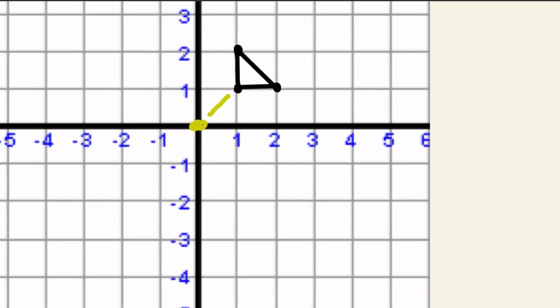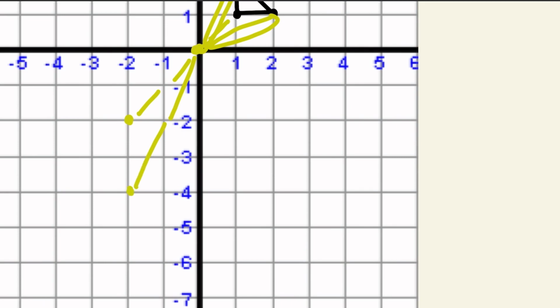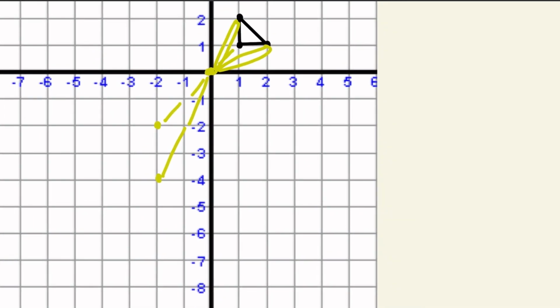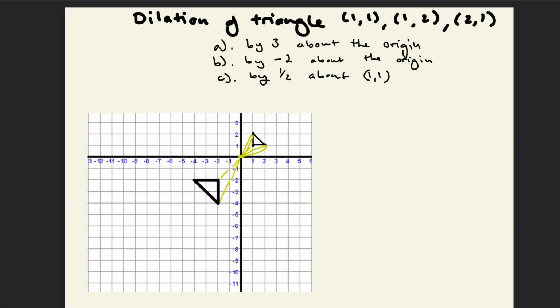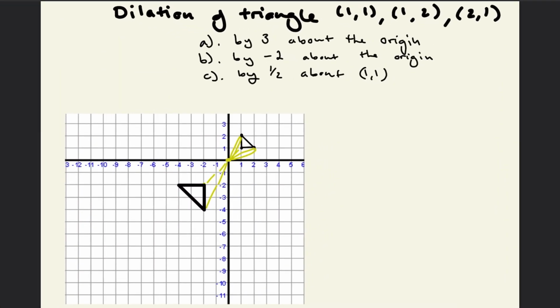And it's by -2. So here we have this distance right here. But now we're going to have this distance twice, but in the negatives. Here we have this distance. So we're going to have it twice, but also in the negatives. So 1, and then 2, and the same on the other side. And we're going to end up with something looking like this. So this is going to be our new triangle over here. This is the dilation by -2 about the origin. Okay, so now let's do the last one.